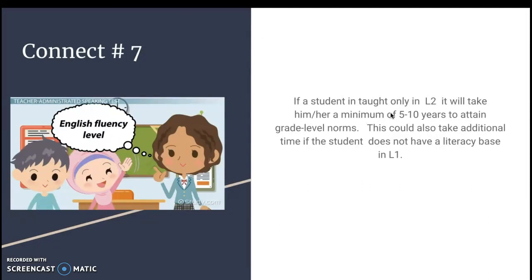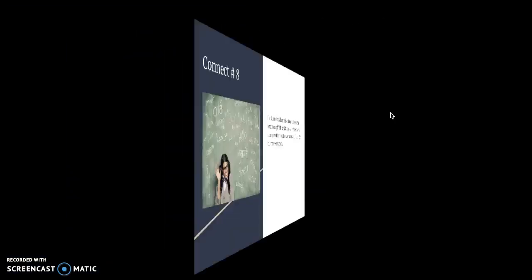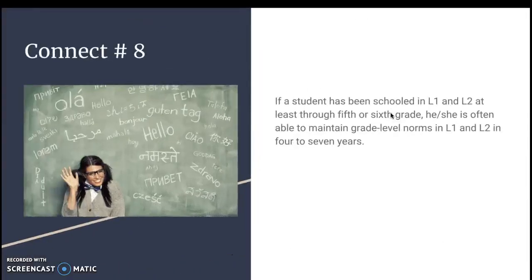If a student is only taught in the second language, in our case English, it will take them a minimum of 5 to 10 years to achieve grade level norms. If a student has been given both their first language and the second language at least through 5th or 6th grade, they often are able to maintain these norms much faster, usually in 4 to 7 years.